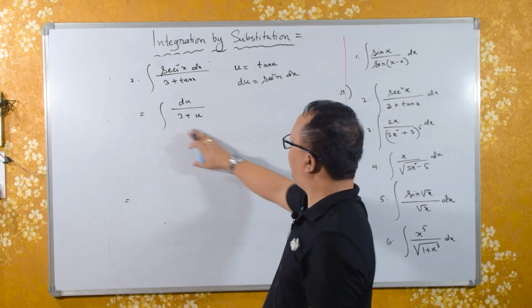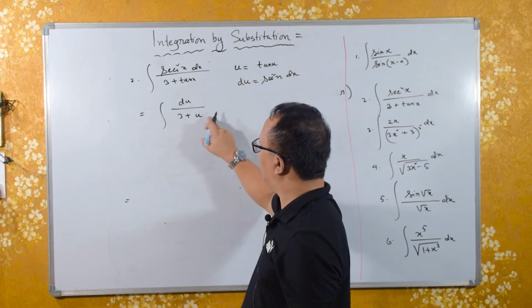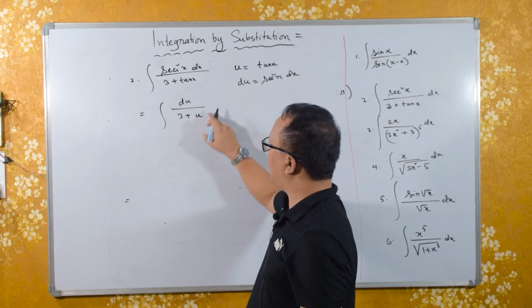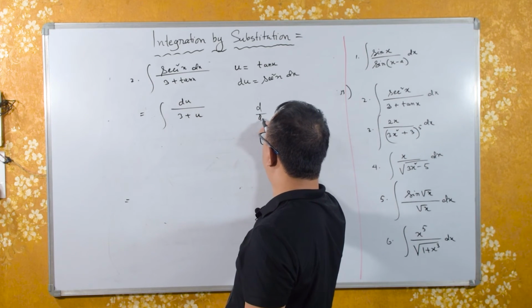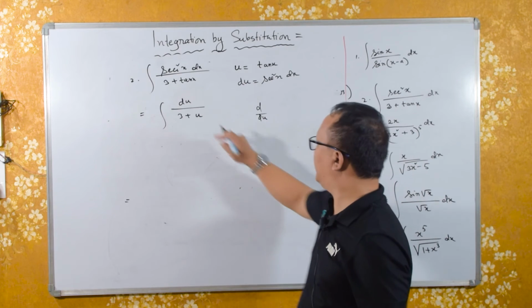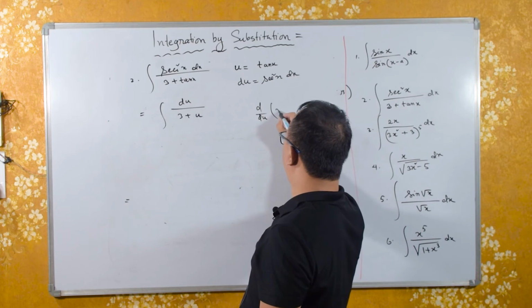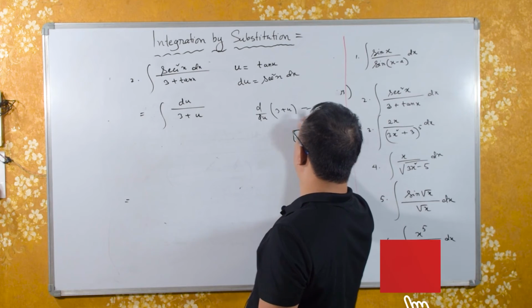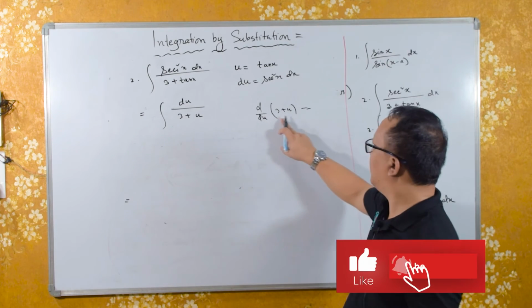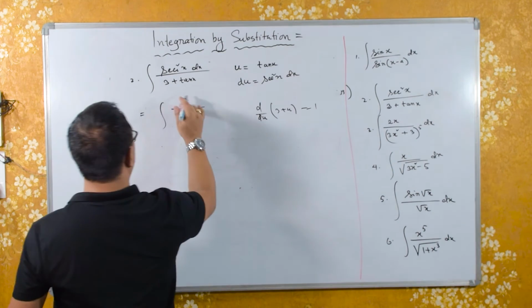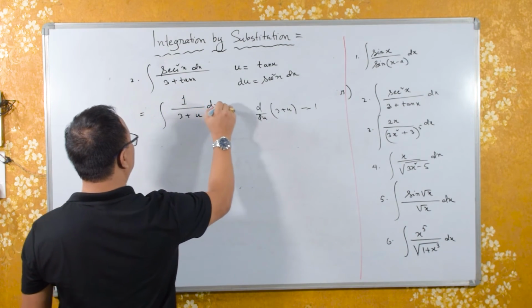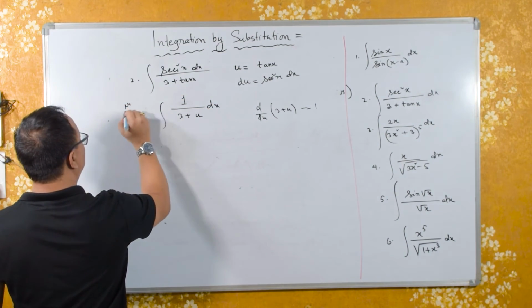Now if you differentiate this term, let's check d by du, since the parameter is u over here. d by du of 3 plus u is what? Differentiation of a constant is 0 and d by du of u is 1. Here this is the numerator and this is the denominator.